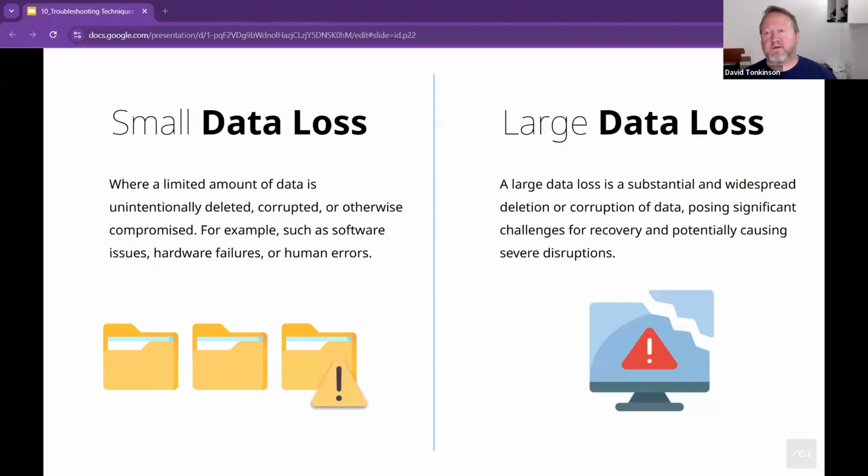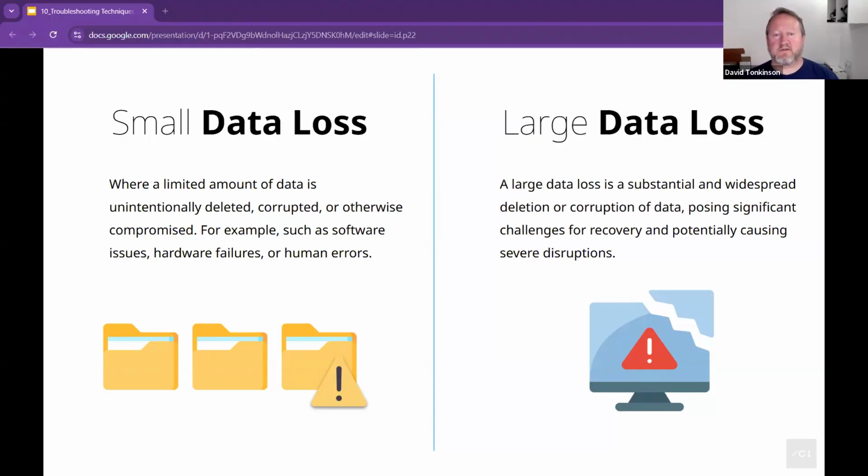The data loss comes in 2 particular formats. We like to break it into 2. Small data loss, where it's a limited amount of data. Unintentional deletion, yes, I've accidentally deleted this. Small bits of corruption or compromise. Yes, we can back these up and we can restore things, can't we? So we can always restore these things.